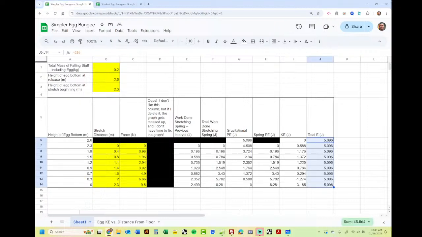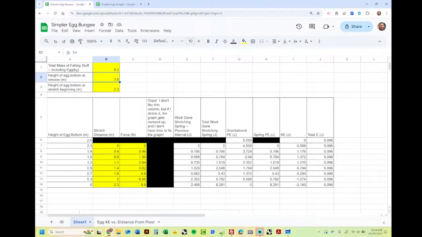So I'm going to start, I guess, from the left and explain what's going on here. This top row, the 2.6 meters, I'll show you the formula there. It just says equals B2. There's B2. So 2.6 meters is how high it is when you lift it all the way to the ceiling. And then next, 2.3, that's just equal to this. And then these following numbers depend on the stretch.